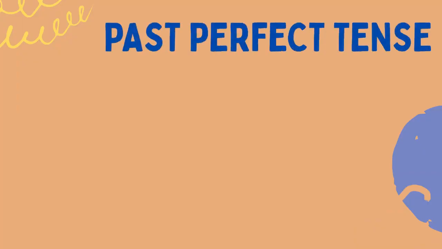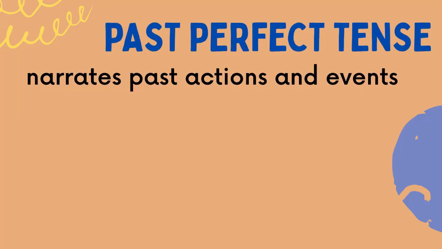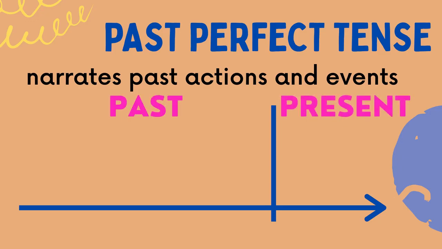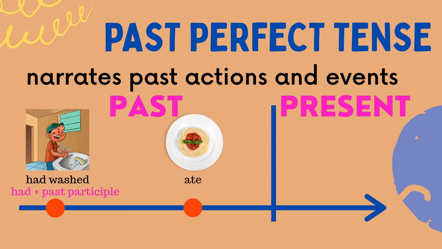Past perfect tense narrates past actions and events. A sentence that uses past perfect tense provides two actions in the past, wherein the first past action or condition is completed ahead of another past action. It is usually formed using the structures. For ordinary form, we follow the format had plus past participle of the verb. For continuous form, we follow the format had been plus verb ing form.